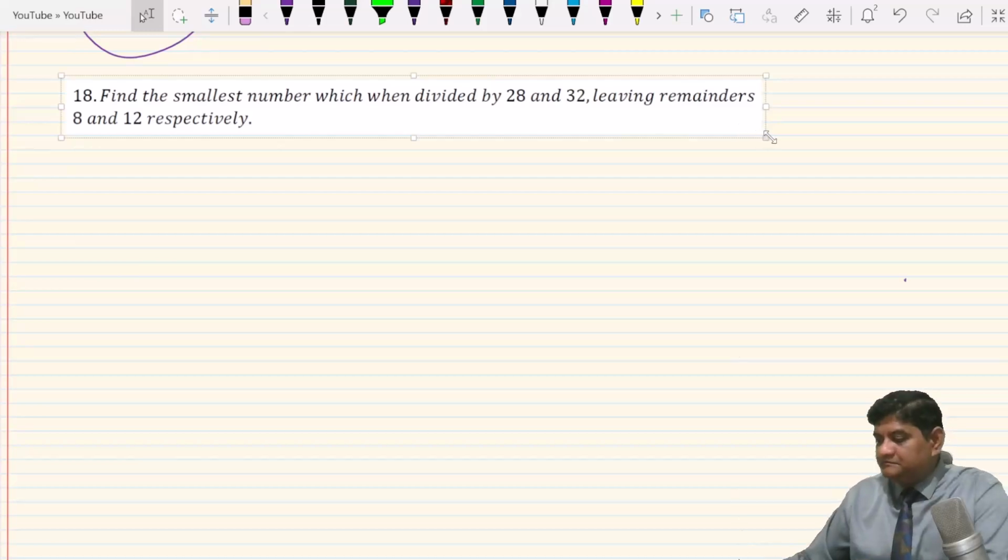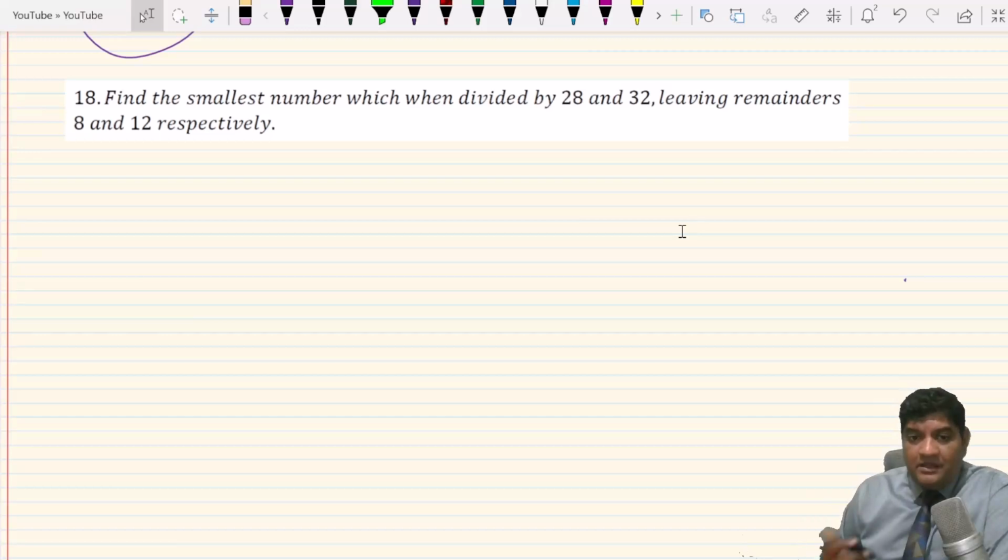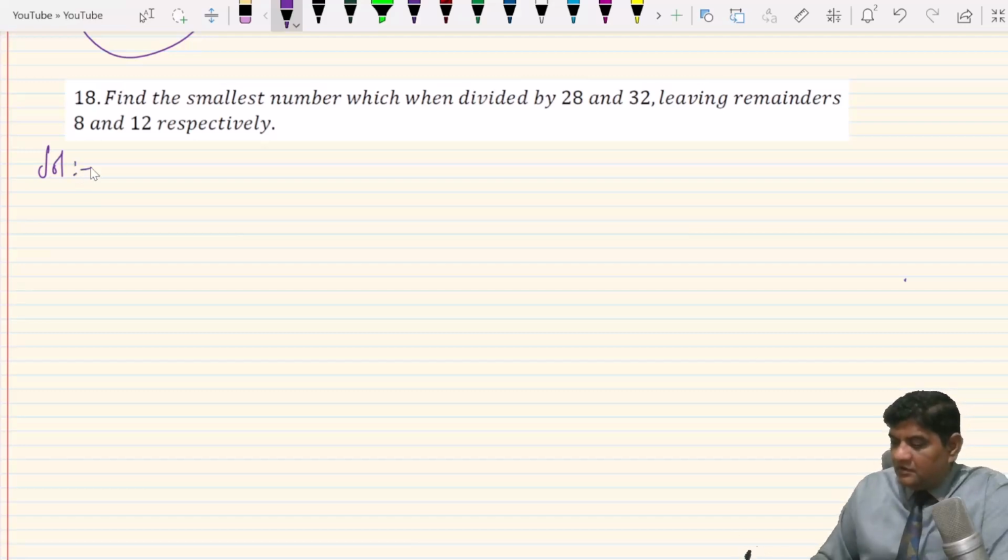This is that question. Find the smallest number which, when divided by 32 and 28, leaves the remainder so and so. So obviously, when I'm looking for a number which is divisible by something, I'm looking for a number which is bigger than the given numbers. And therefore, I'm looking for an LCM. So what is the LCM of 28 and 32? Let's simply find that out.